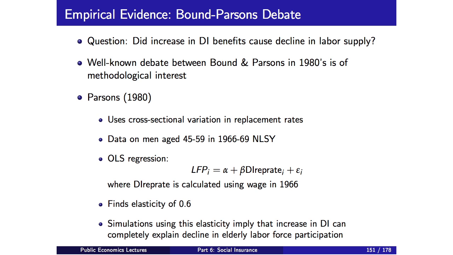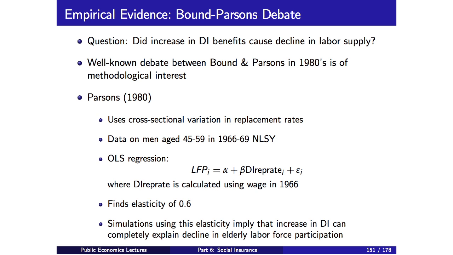Okay, so let's talk about the empirical literature. The first question is just, as a fact, it's sort of like measuring the uncompensated elasticity. Did the increase in disability benefits cause a decline in labor supply? And then we'll talk about, and we don't really have any evidence on, but as I've been saying, you want to figure out whether that's because of an income effect or a price effect. But that's not what we're discussing here.